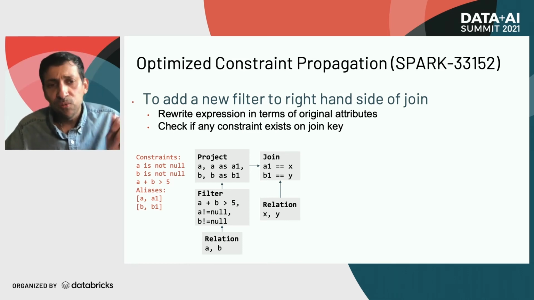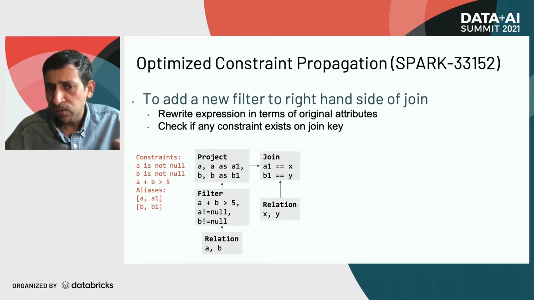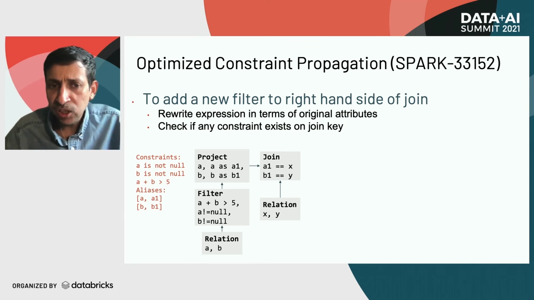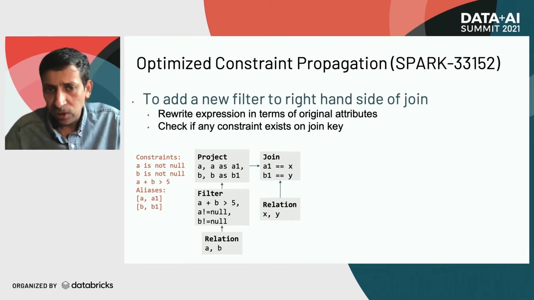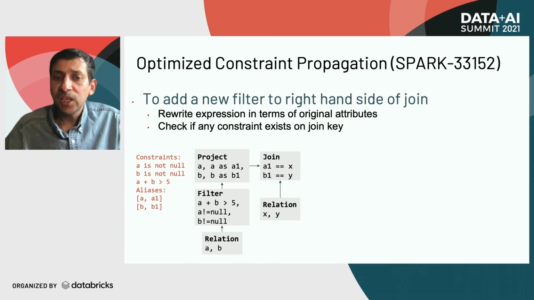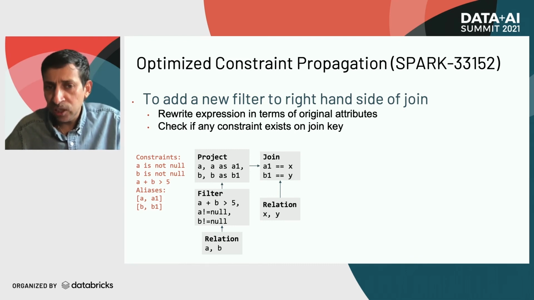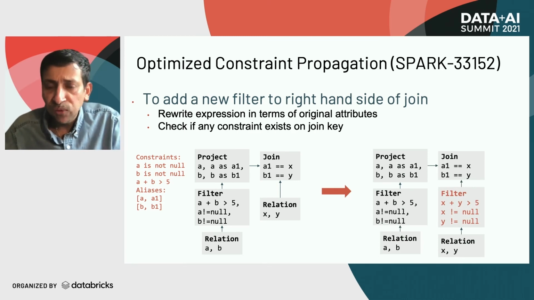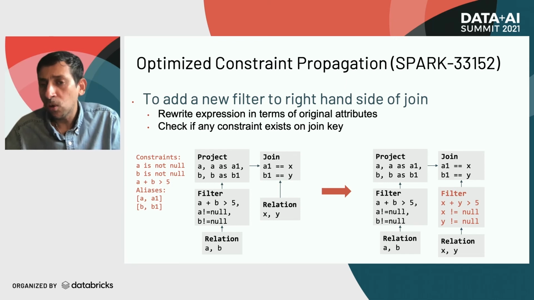And then we check, is there any constraint available on A, B, or involving both. We find that there is a constraint A plus B greater than 5, which indirectly means that X plus Y greater than 5 is a valid constraint, along with X is not null and Y is not null. And they can be pushed down on the right side. So the new plan after optimization would ensure that the compound filter also gets pushed down on the right-hand side of the join table.